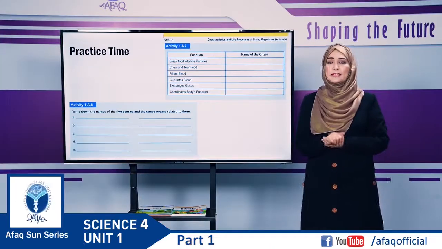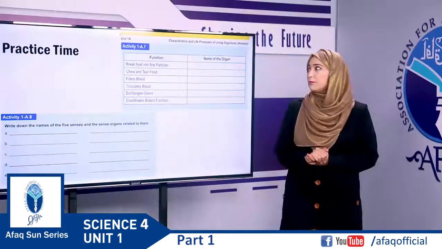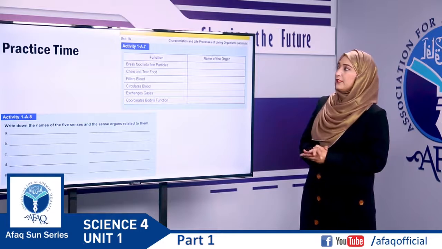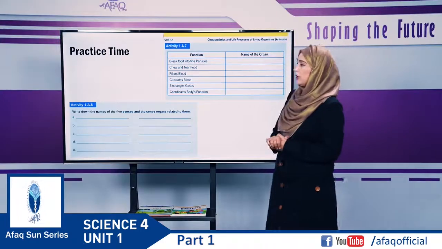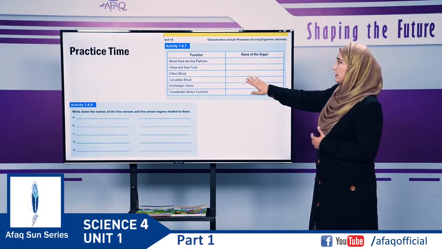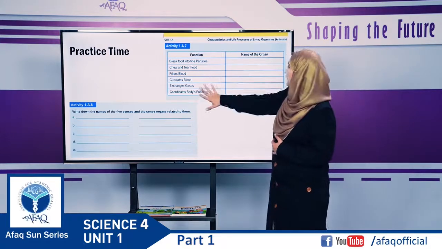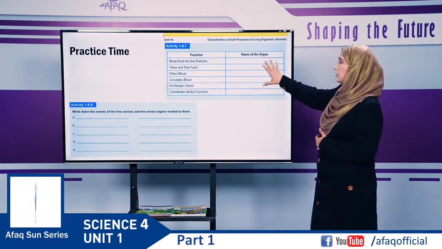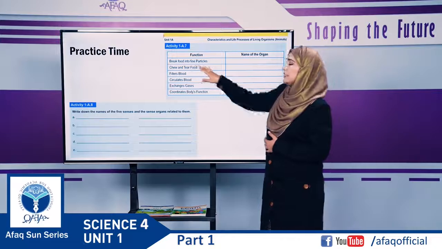Okay students, it's practice time now. Open your books and solve the activity 1A7 and 1A8 in your books. In activity 1A7, some functions are given. You have to write the name of the organs which perform these functions.